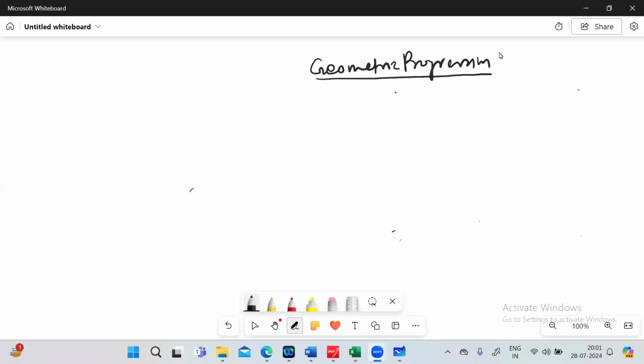So I'm writing 2, 3 progression. They all are, they all will be geometric in nature. You just have to tell how they are geometric in nature, and so on.